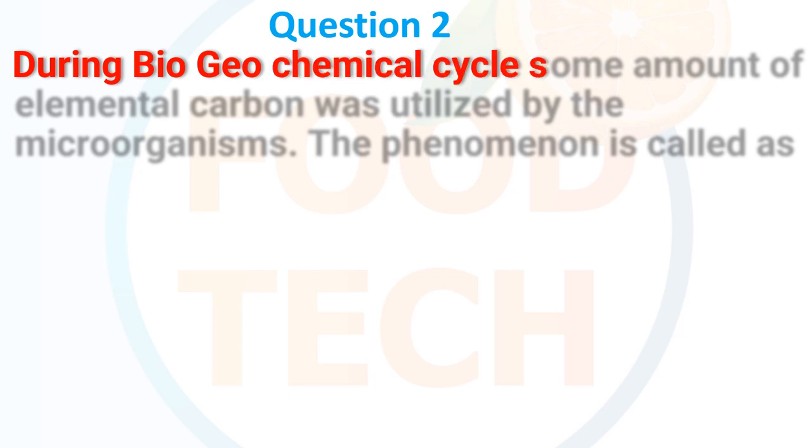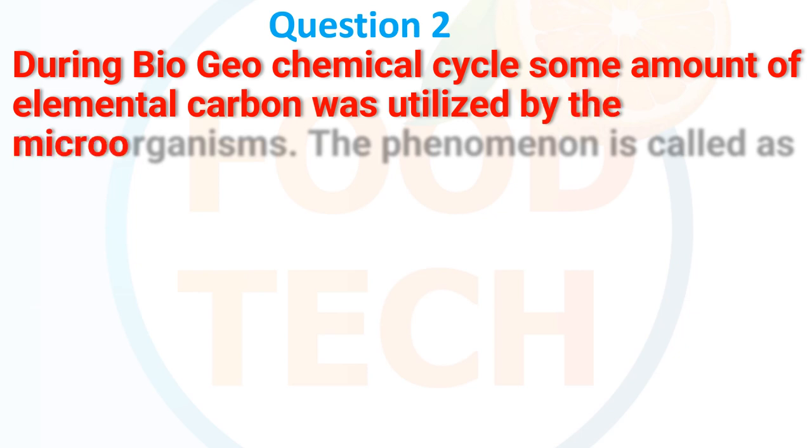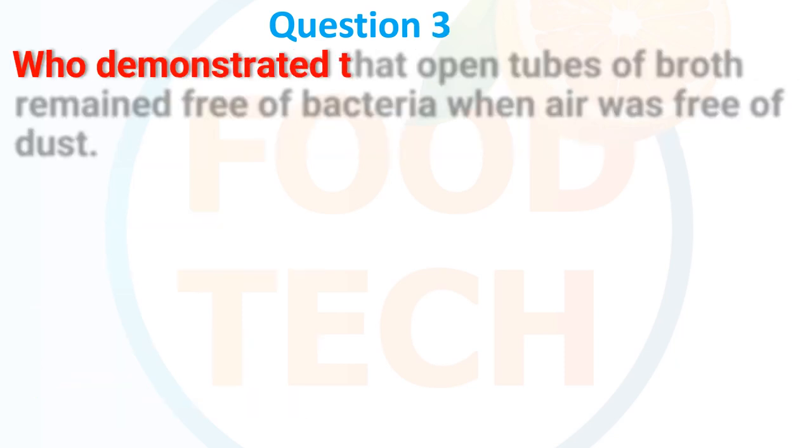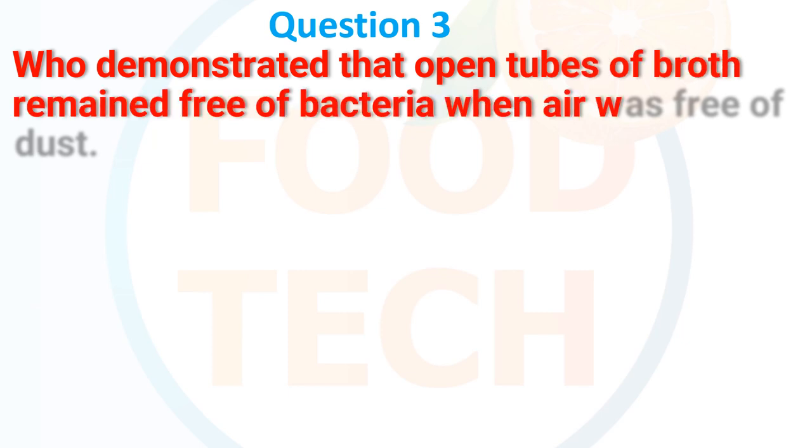During the biogeochemical cycle, some amount of elemental carbon was utilized by the organism. The phenomenon is called as A. Dissemination, B. Immobilization, C. Decomposition, D. Neutralization. The answer is D. Neutralization.